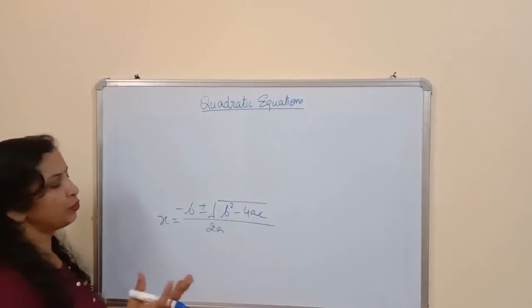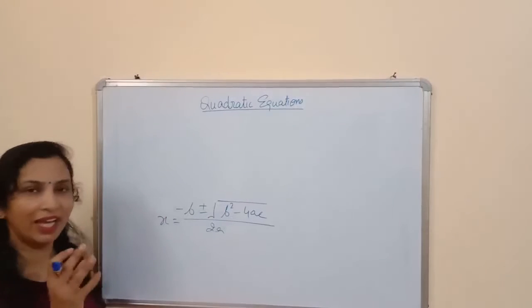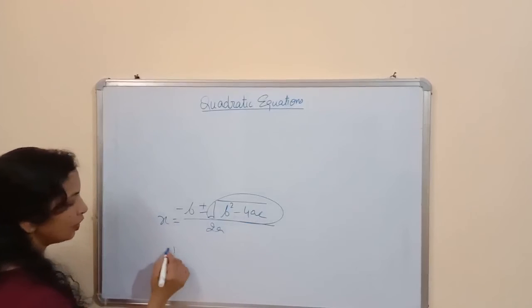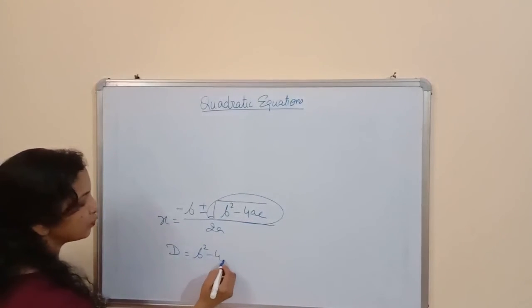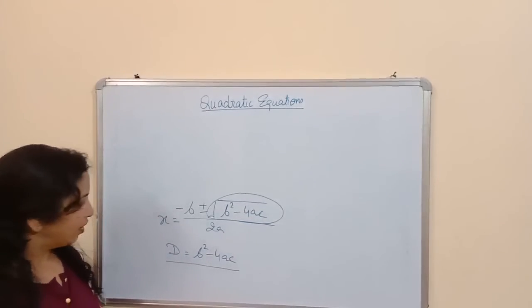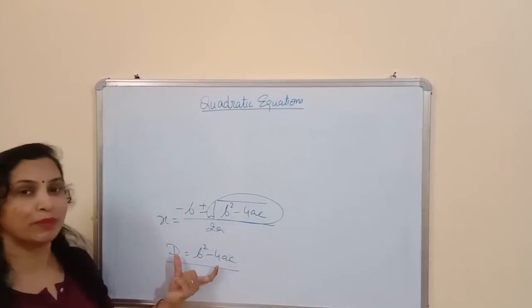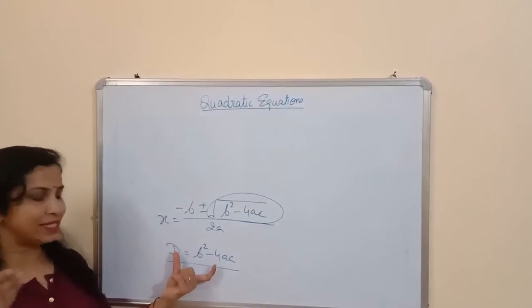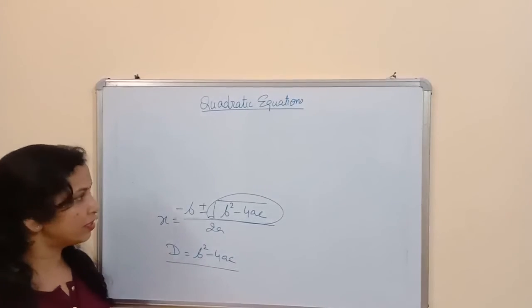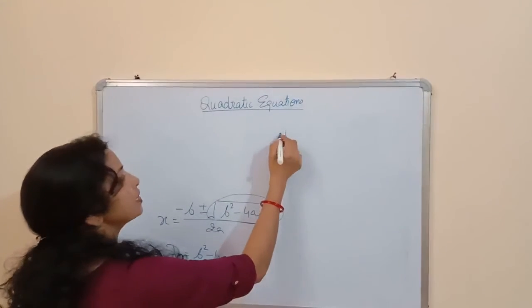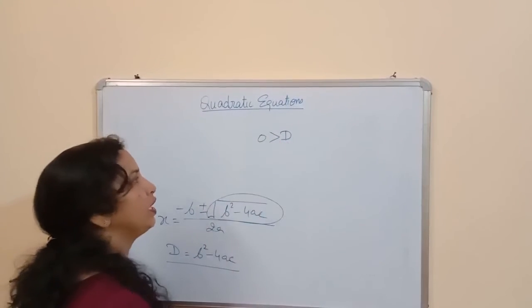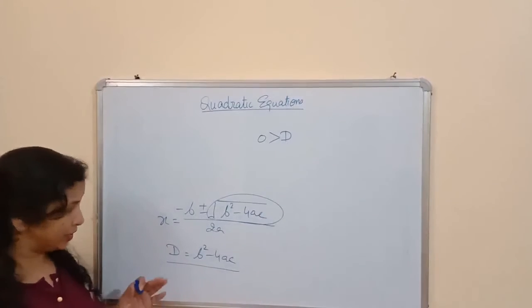Now what we do is we always put the values of a, b and c here. This is called the discriminant, D. D is equal to b square minus 4ac. Now if you solve b square minus 4ac by putting a, b, c from the quadratic equation, this value can be negative. So in some cases, if you get the value of D negative, it means less than 0.